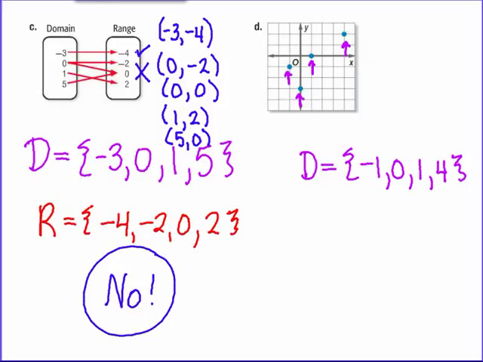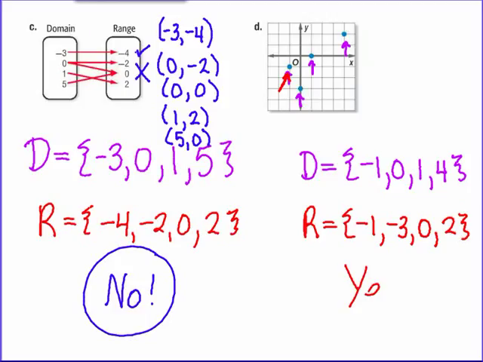Let's do the range. So what's the y coordinate of this first point right here? -1. Good. What's the y coordinate of the second one? -3. Next one? 0. And what's the y coordinate of the fourth point? 2. Very good. So now I need to determine, is that a function, yes or no? Yes, passes the vertical line test.